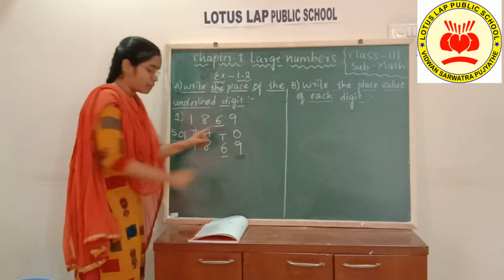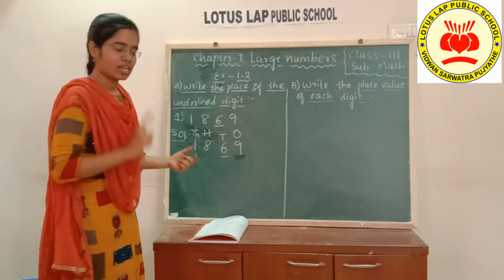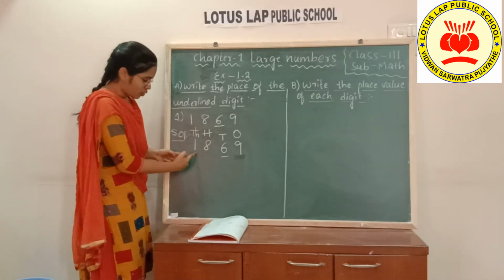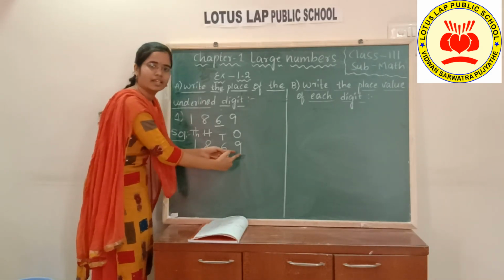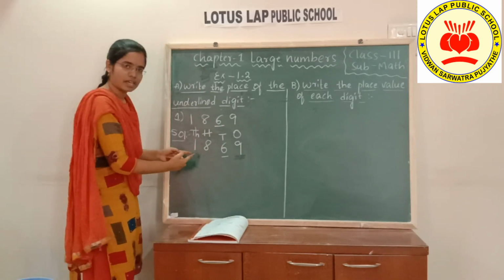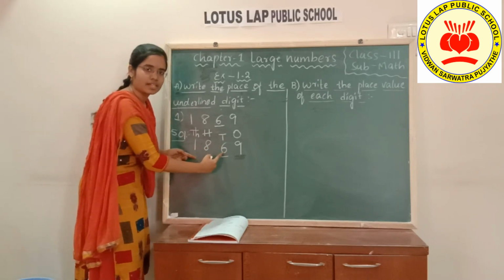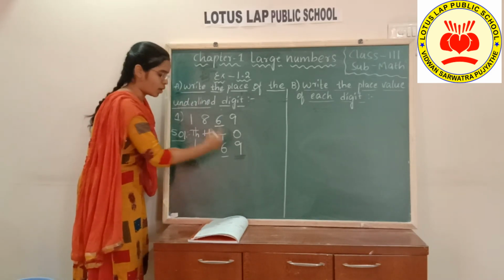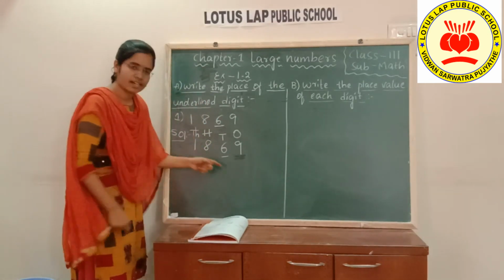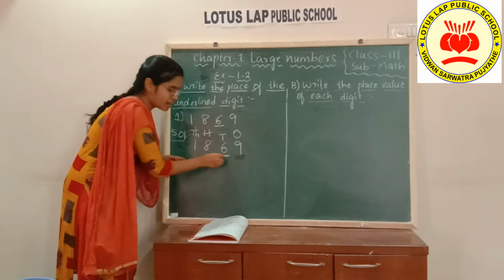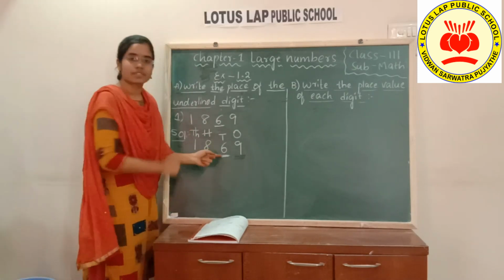Now, by seeing the places, we shall read the number once. What is the number? 1869. Once again I repeat, children: 1869. Now we need to find the place of the underlined digit. What is the underlined digit here? The underlined digit is 6. What is the place of 6?